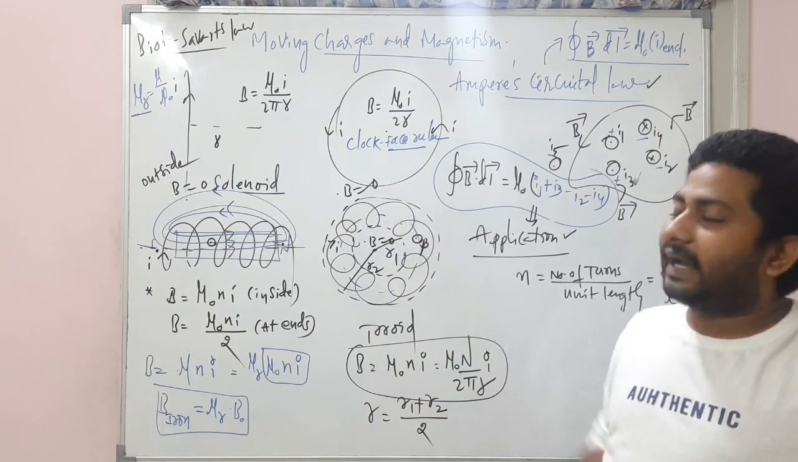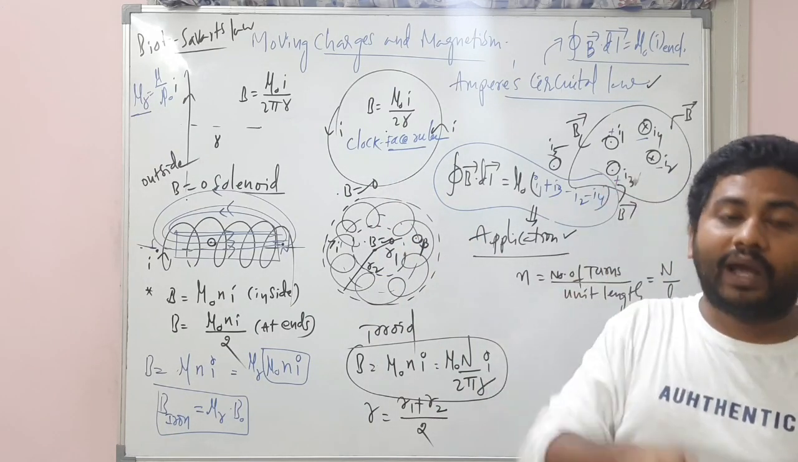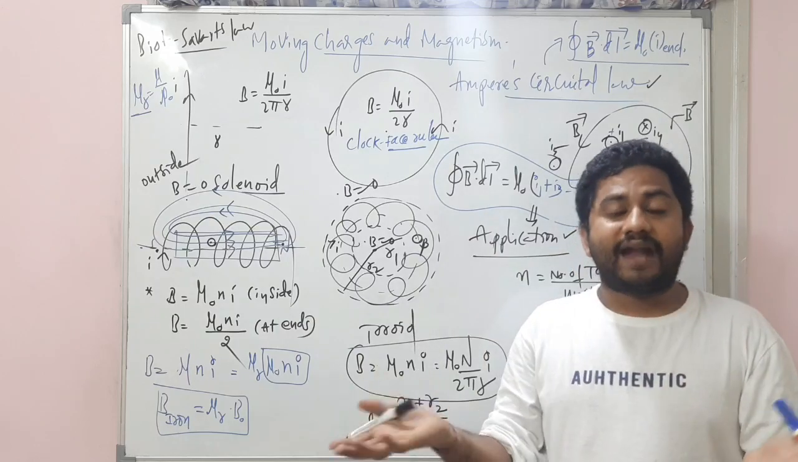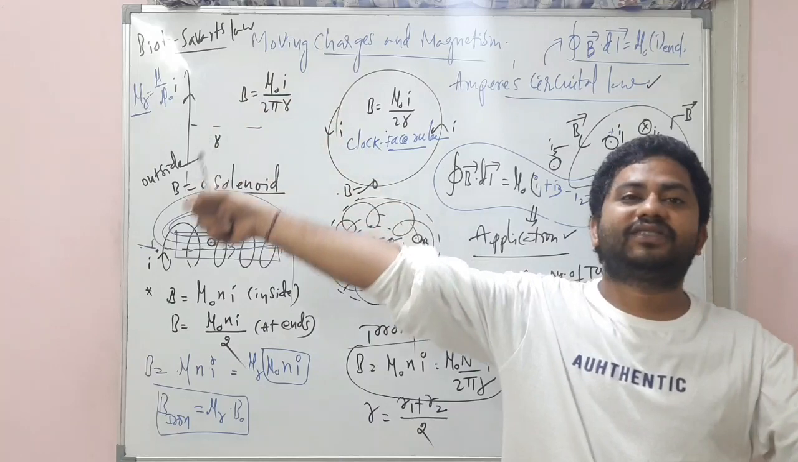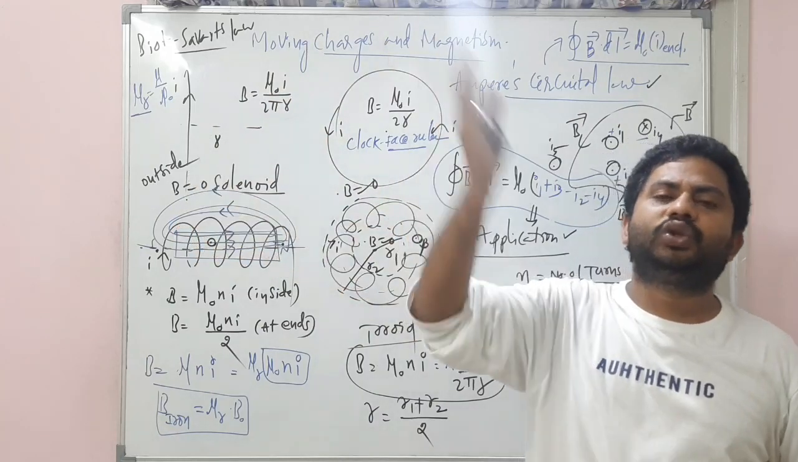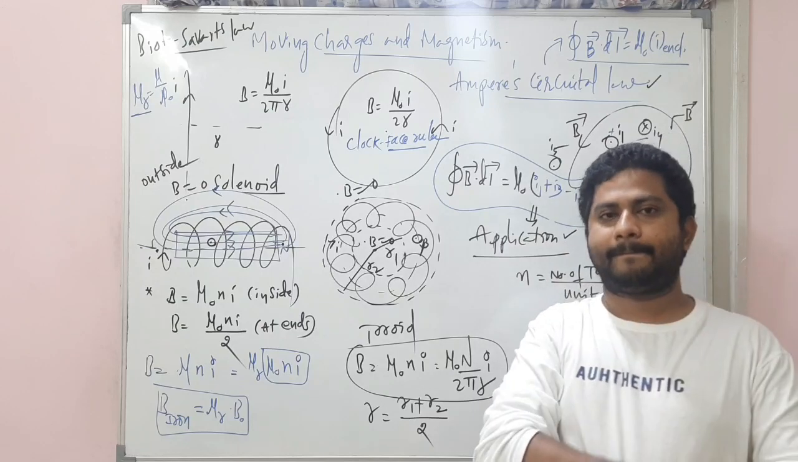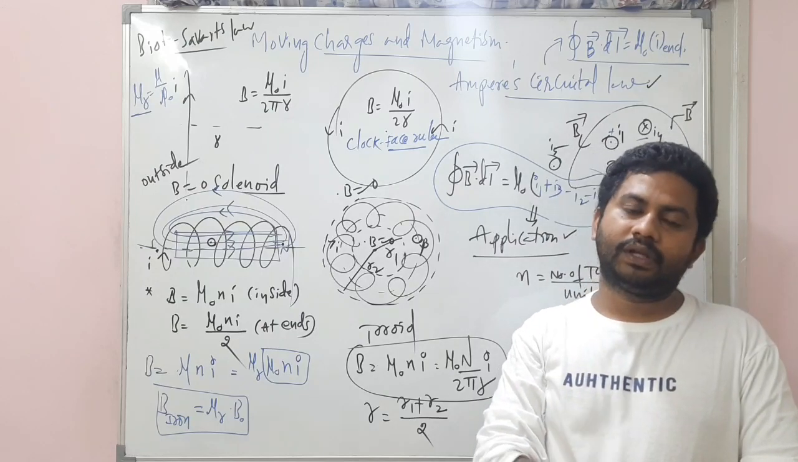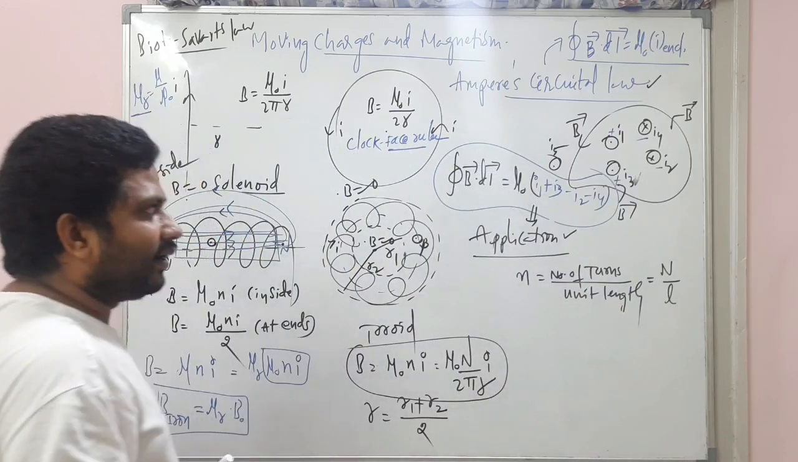So this is the magnetic field due to the circular current carrying wire, due to an arc, and in this circular current carrying wire at a distance x from the center, what is the magnetic field? Those all things we have discussed. Okay. Clear?